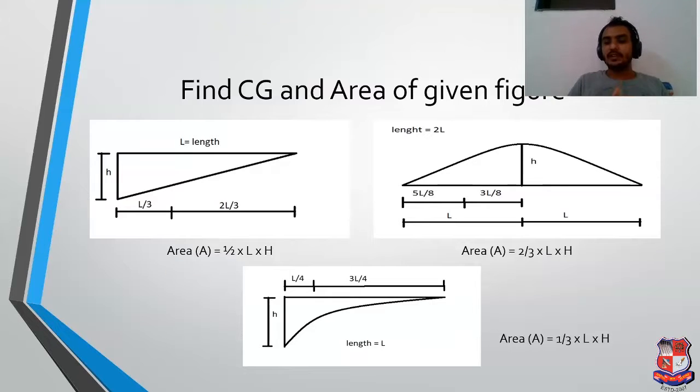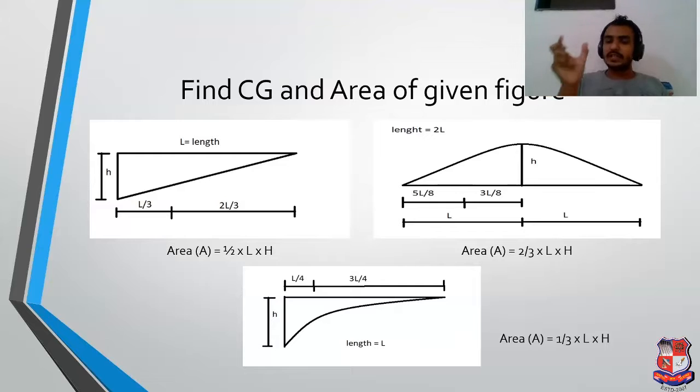Same thing, the second figure. This is a simply supported beam with a UDL load. So we get a parabolic area equation. We can say below the figure, 2/3 L into H. Then the CG point is at 5L by 8 and 3L by 8.